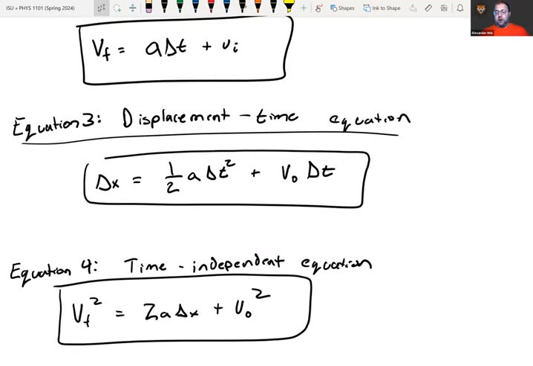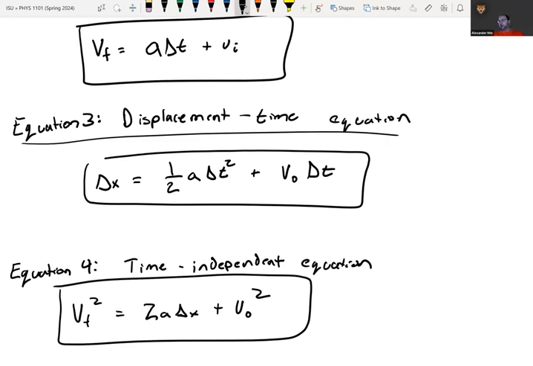The third equation involves delta x, delta t, a, and v naught. You'd use this equation if you didn't have your final velocity and you weren't interested in finding your final velocity. This fourth equation has v final, v initial, a, and delta x. This is what you would use if you didn't have time and you weren't interested in finding time. These are different tools for different situations.